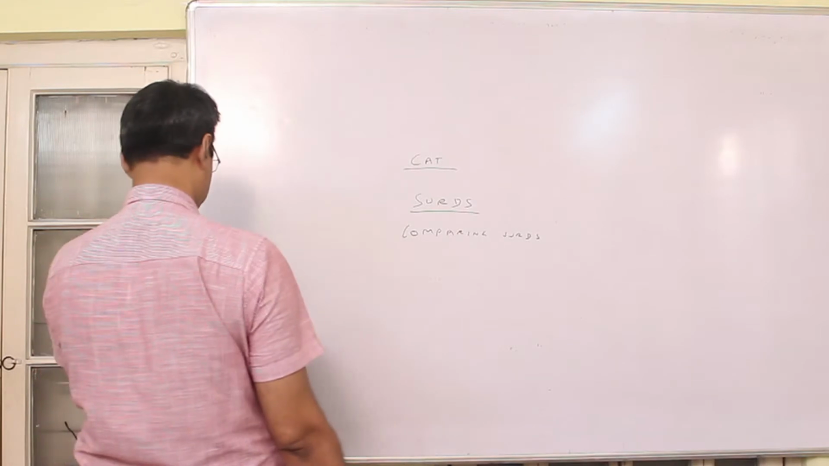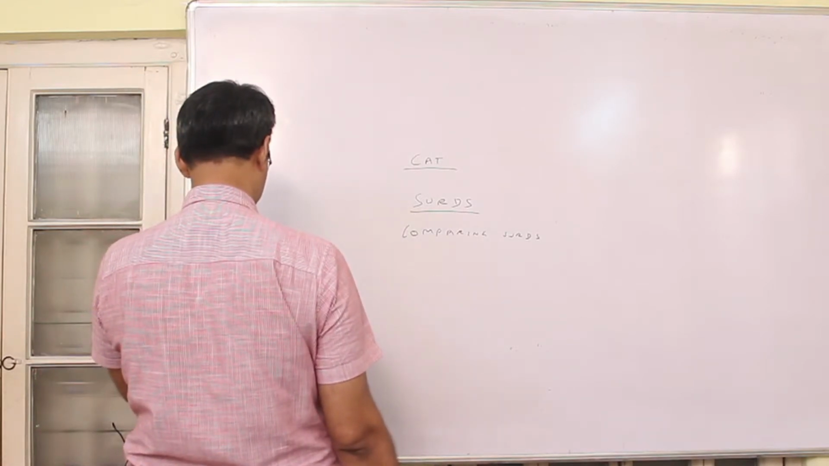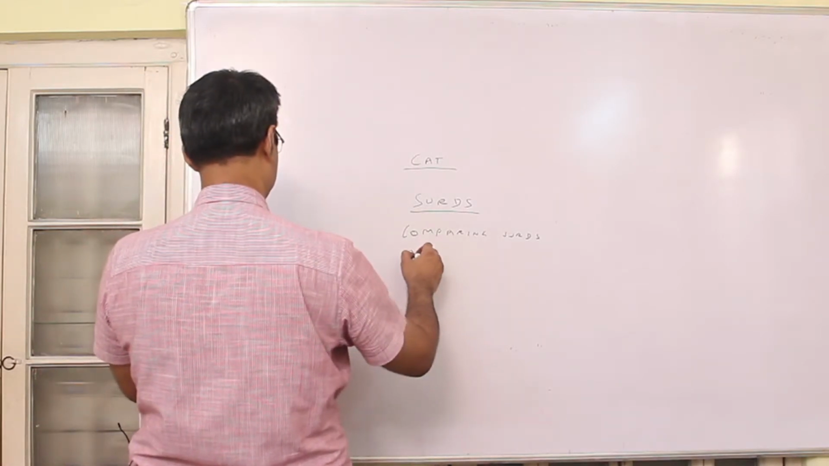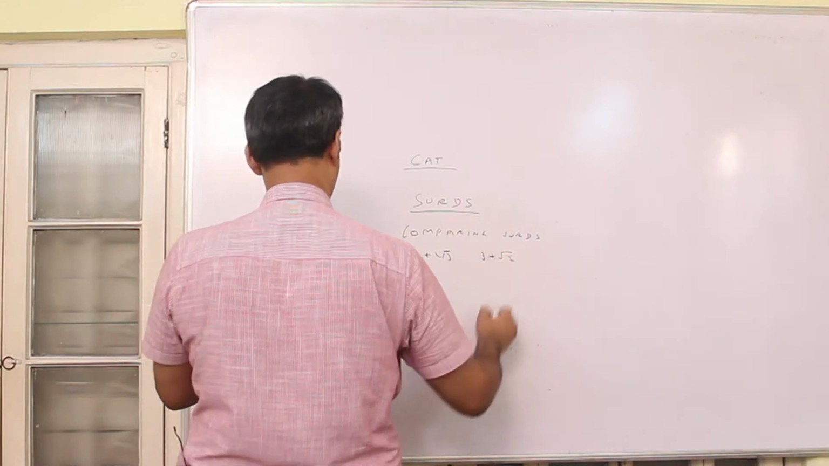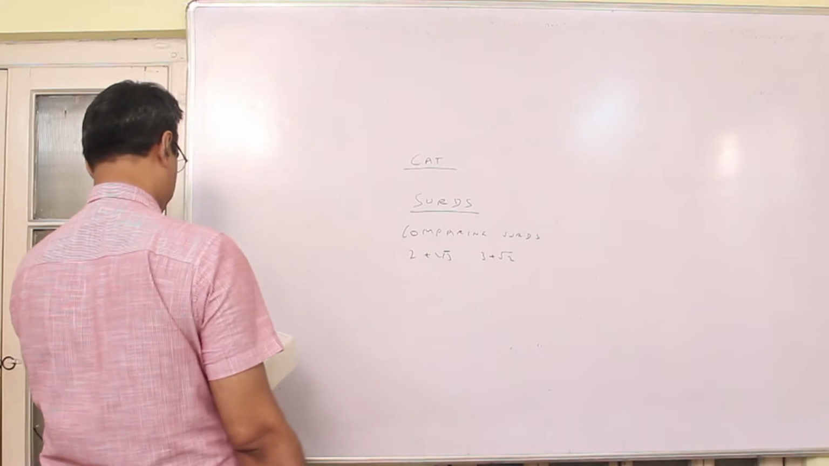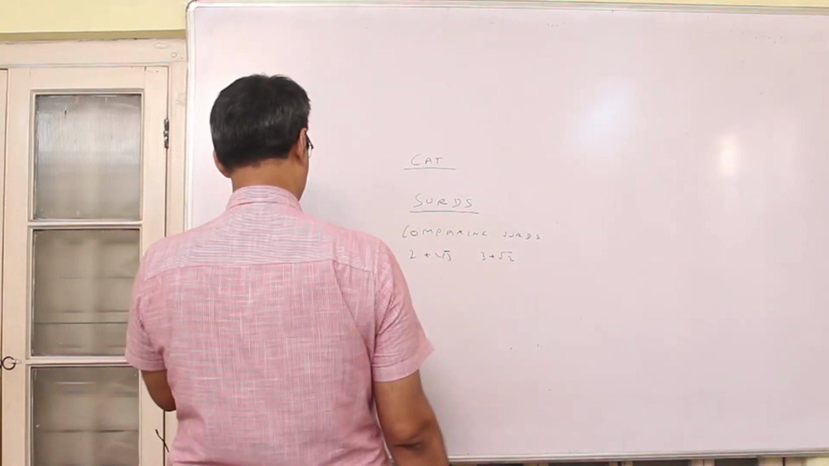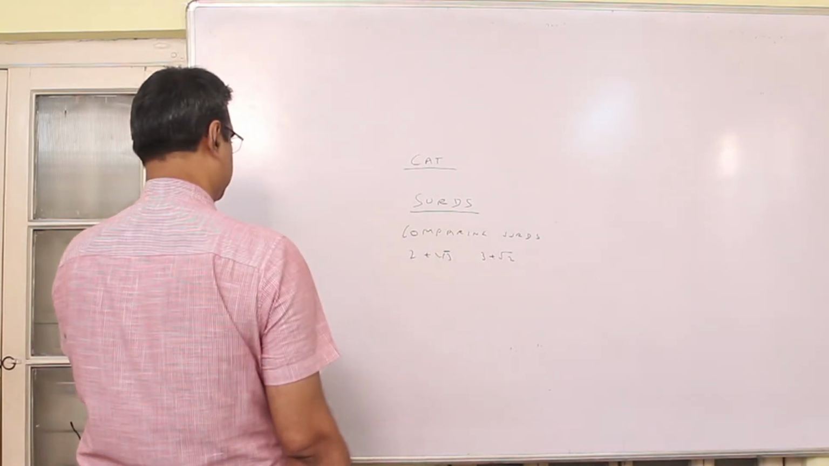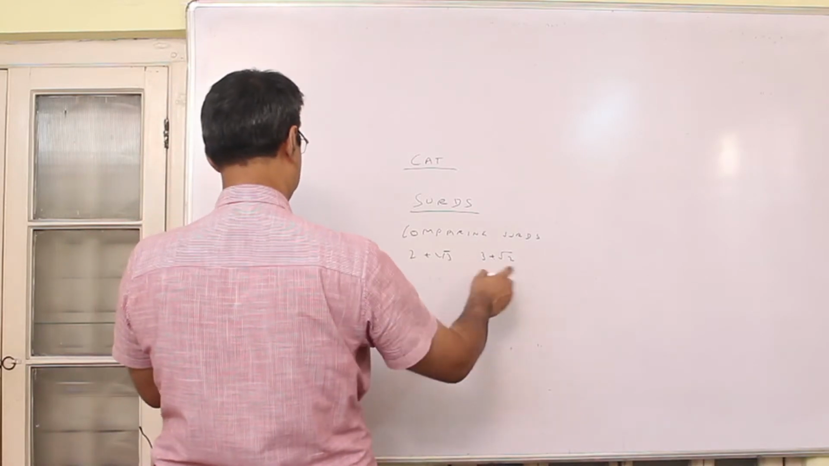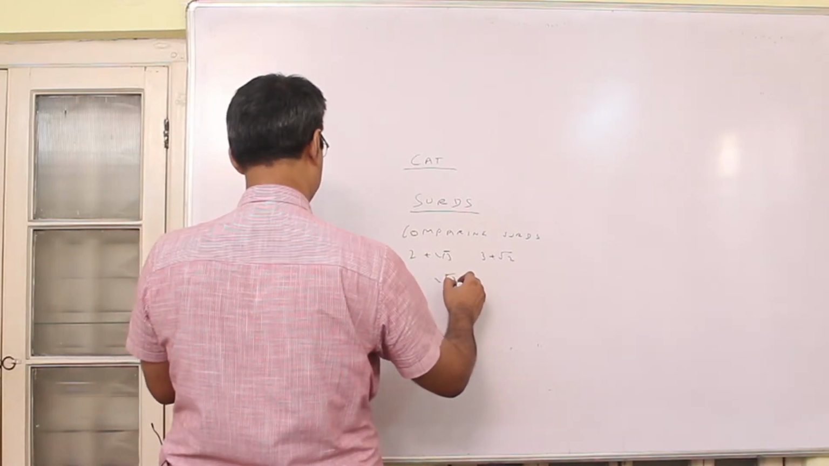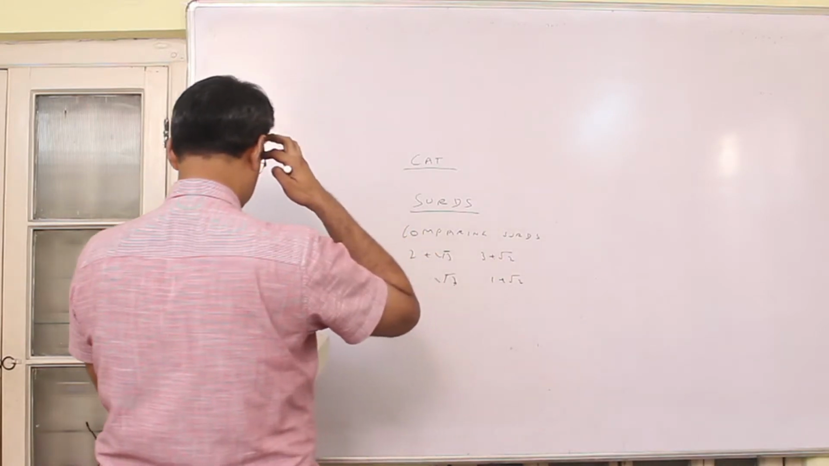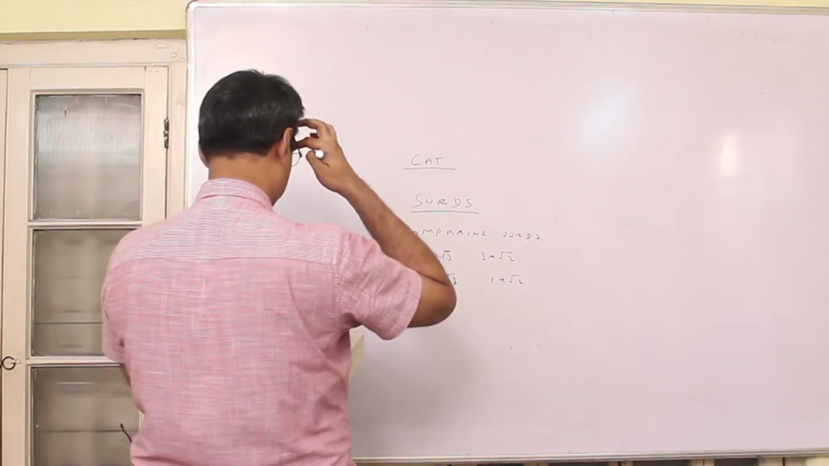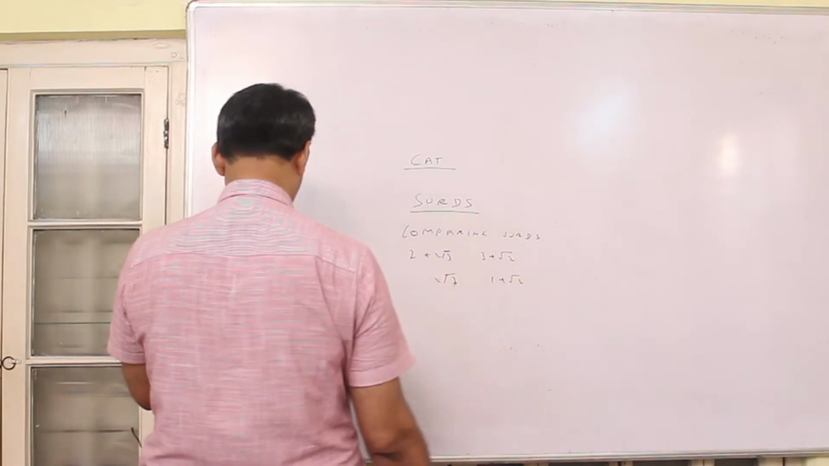Now suppose we want to compare two surds. So let us say that we want to compare 2 plus root 3 and 3 plus root 2. We want to see which one is bigger. So if you subtract 2 from both of them, you will get root 3 and 1 plus root 2. Now you have to compare both of them.